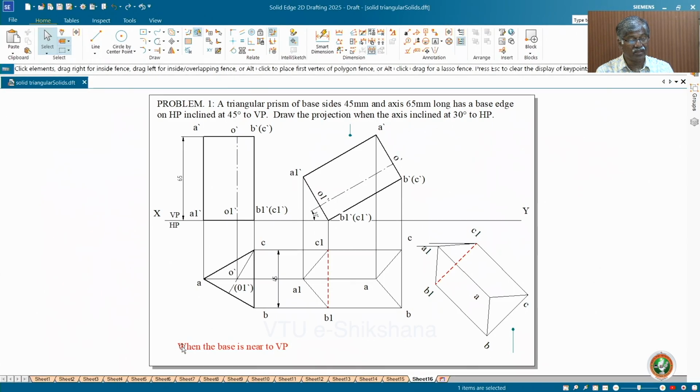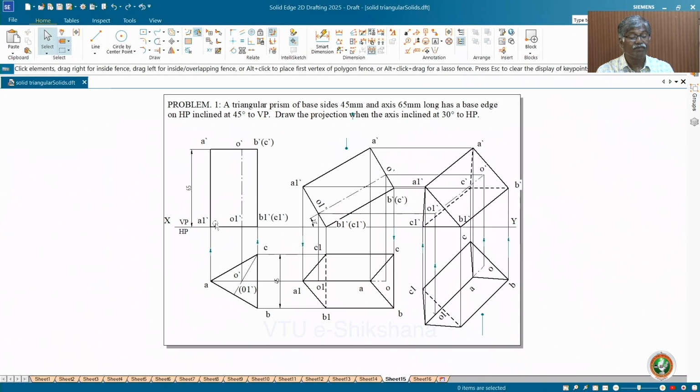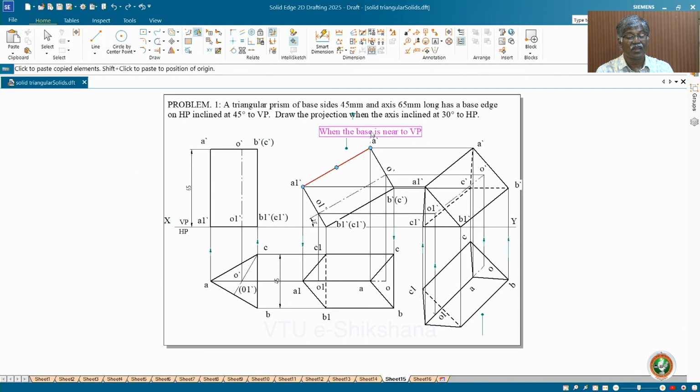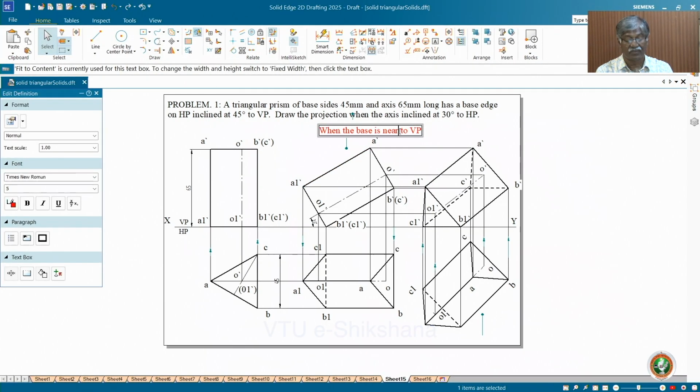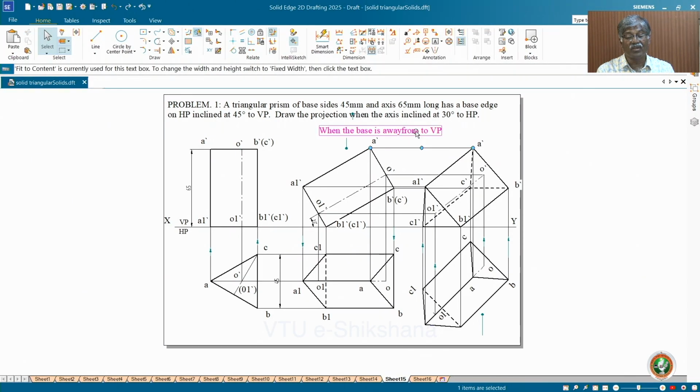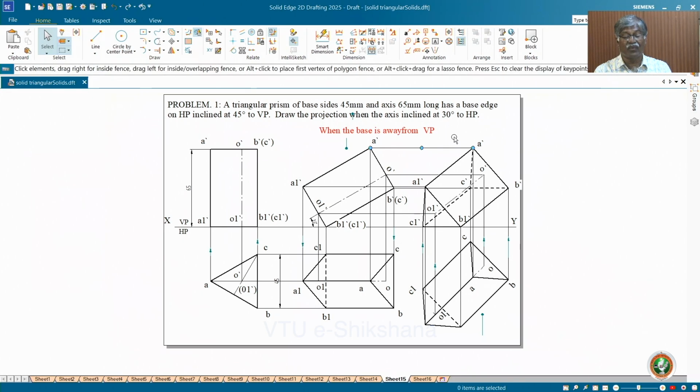Now I will take this same one. Identify here. When the base is away from the VP, it is the other way around. So that's how you can work out a problem on solids. This is method 1 of completing the top view or front view that I have told you. In the next session, we will discuss one more method of completing the second figure top view and third figure front view. So in depth we will discuss.